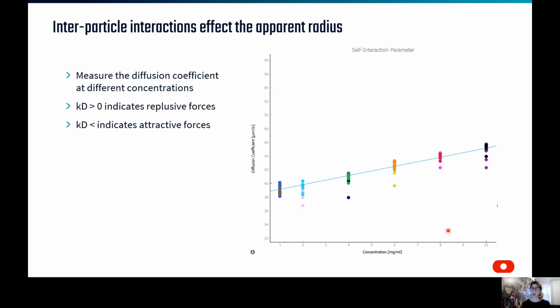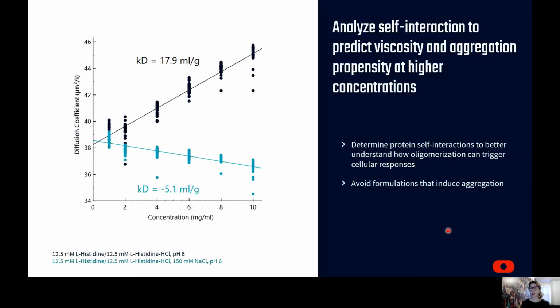So the KD can be used to understand self-interaction at dilute concentrations and then extrapolated to predict behaviors at higher concentrations. So for biologics groups, predicting the propensity for self-interaction is critical to selecting ideal candidate molecules for successful formulations. And here we see the effect of two different formulation buffers on the self-interaction parameter. So histidine buffer, shown by the navy data, increases in the diffusion coefficient with increasing concentration, indicating repulsive forces between the protein molecules.